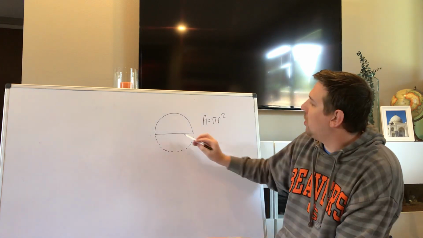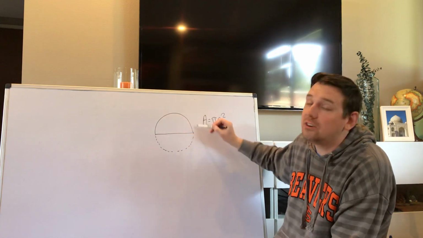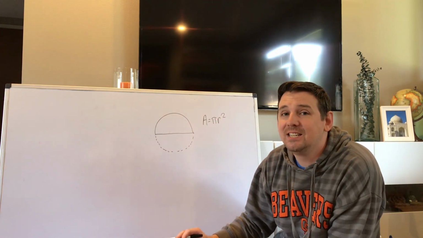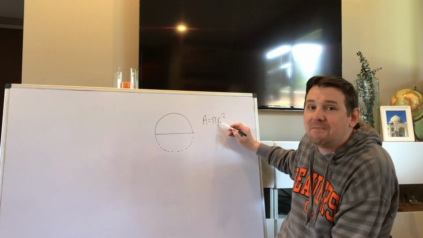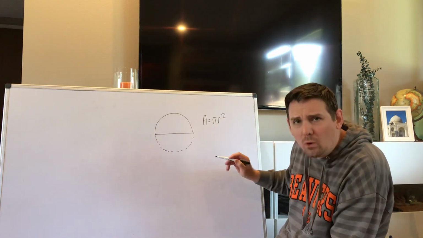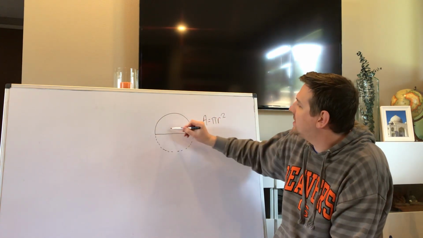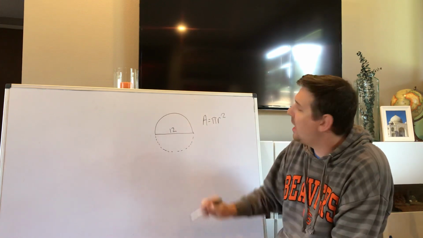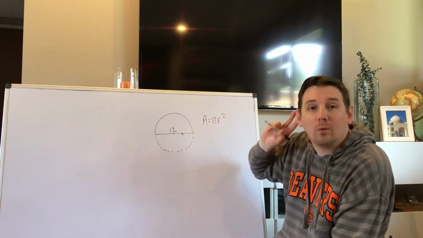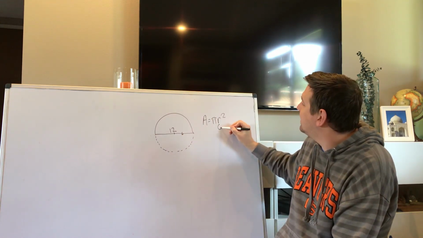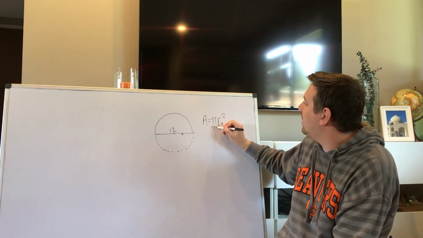Now, if we look at this line here, what is that of the entire circle if the circle existed? That would be the diameter. We need the radius to find the area. So, what do we need to do? We need to take the diameter. Let's say the diameter was 12, and we need to cut it in half to find the radius. So we're going to put 6 for the radius, and then we're going to do our calculation.